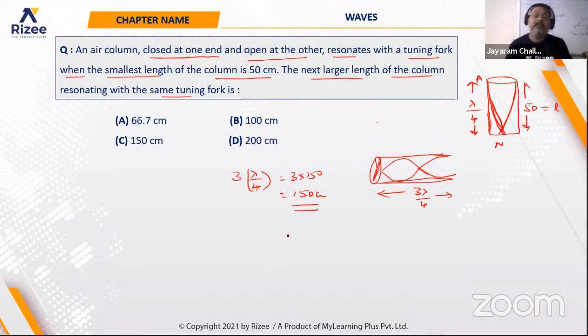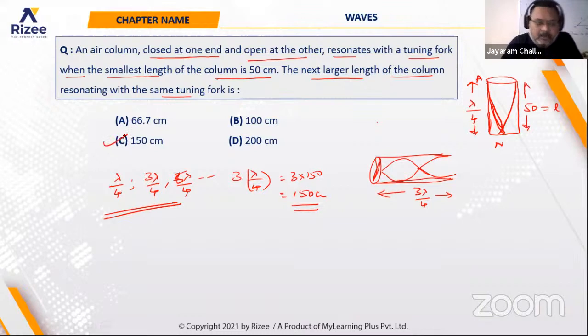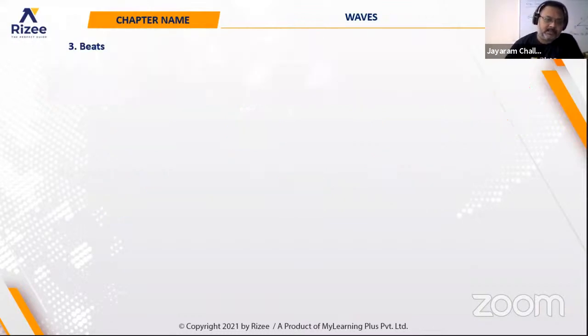Theoretically, the first resonance occurs at lambda by 4, the second resonance occurs at 3 lambda by 4, the third resonance occurs at 5 lambda by 4, and so on. So these are the lengths where resonance can occur. The corresponding answer for this one is 150 centimeters.